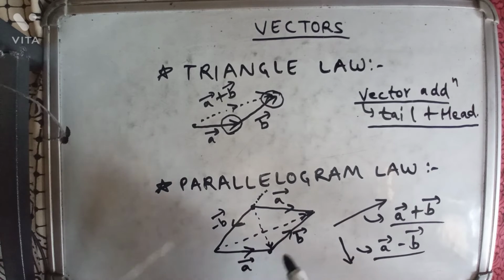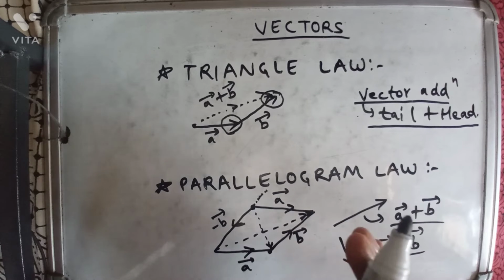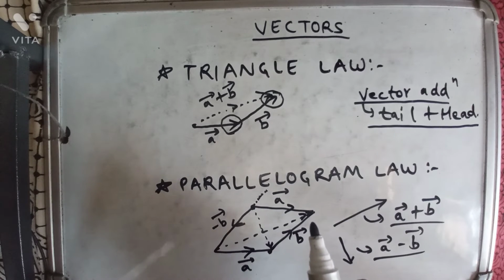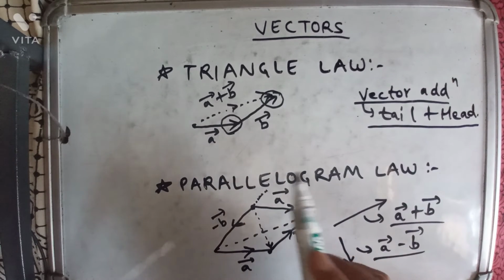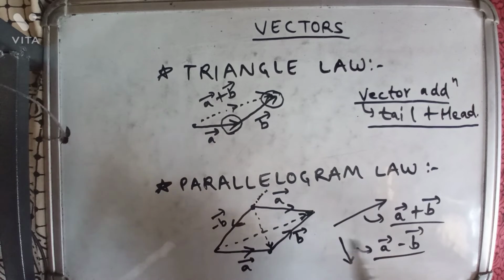And remember this: if the angle between A and B is acute, then A plus B will be the longer diagonal, and if the angle between A and B is obtuse, then A minus B is the longer diagonal. Remember this also. Let's move further.